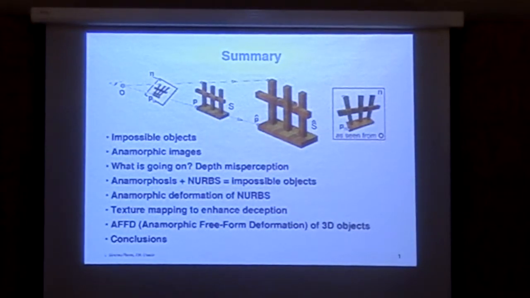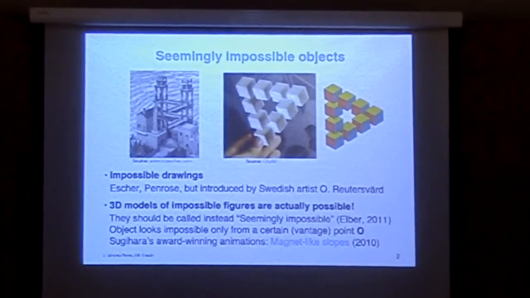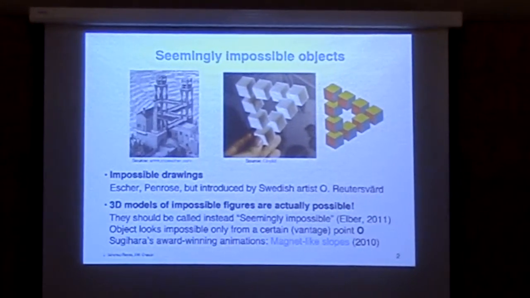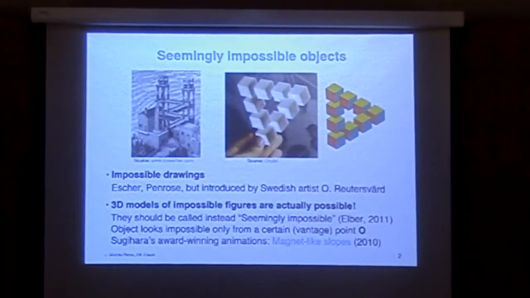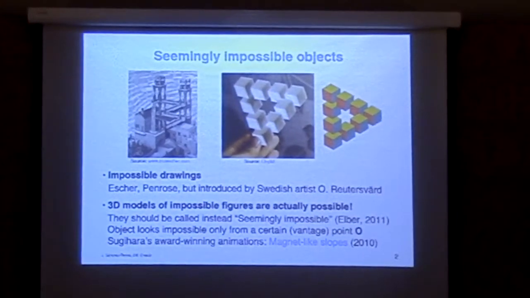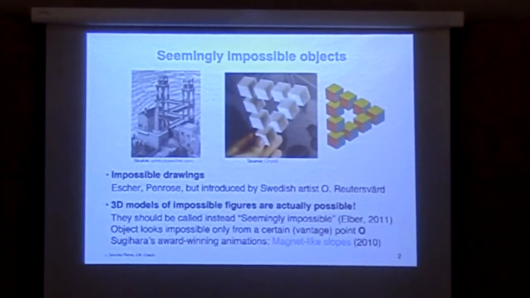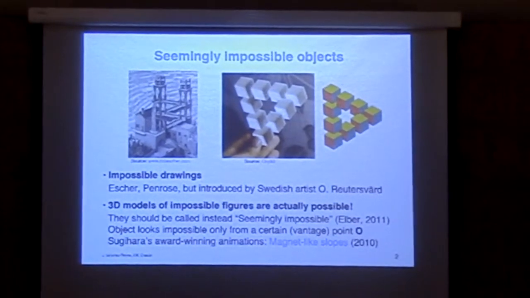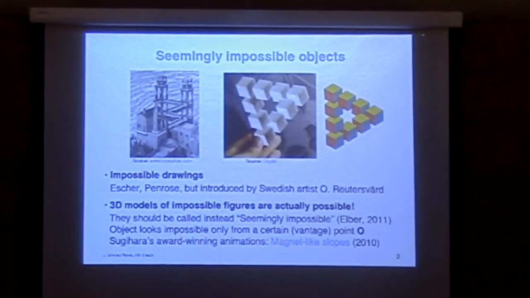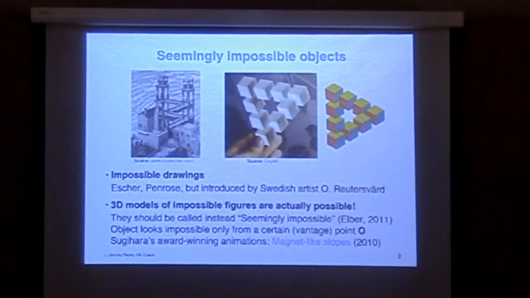and find some conclusions. Well, those impossible drawings were introduced, in fact, by the Swedish artist Reutersvärd. They were popularized by Escher, as you said, this famous Dutch designer, then by Penrose. There was Lionel Penrose, a psychiatrist, and then his son, the mathematician, and they popularized those impossible objects, for instance, this triangle, called the impossible Penrose triangle.